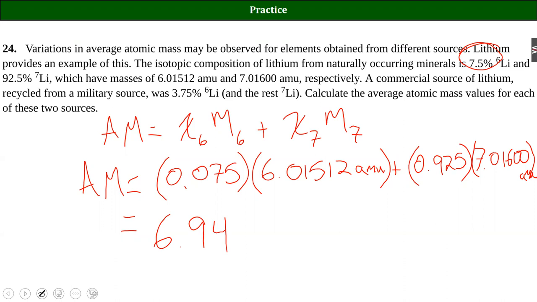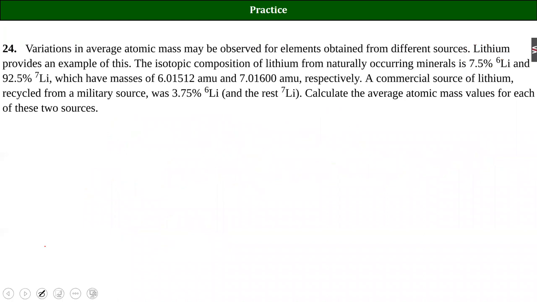If we're looking at the second source, the masses don't change, right? It's still lithium 6 and lithium 7, so the masses are the same. The only thing that's changing are the weights, the abundances. So now it's 0.0375.